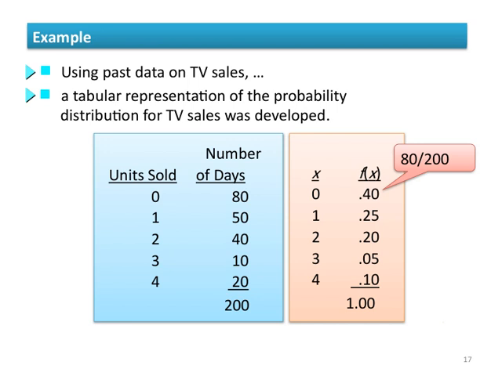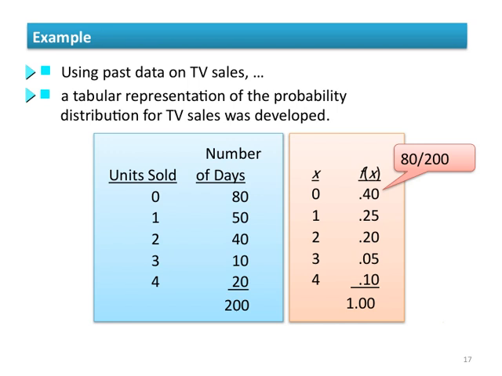At the bottom, the total number of days recorded is 200, which helps us calculate the probabilities. For each sales figure, the probability is simply the number of days with that sales amount divided by the total days. So, for 0 units, the probability is 80 divided by 200, which gives us 0.4. Similarly, for 1 unit, it's 50 divided by 200, resulting in 0.25, and so on. Notice that these probabilities add up to 1, confirming that this is a complete probability distribution.